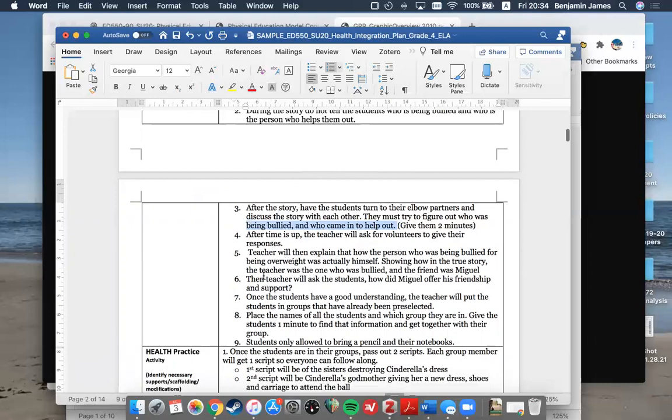Once the students have a good understanding, the teacher will put the students in groups that have already been pre-selected. So before that, the teacher explains the scenario.